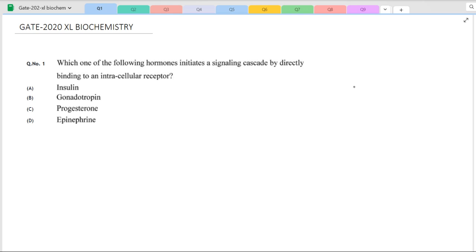This is a pretty easy question because the answer here is progesterone. Being a steroidal hormone, usually steroidal hormones have their mechanism of action by interacting with an intracellular receptor. So the correct answer here is progesterone. That was a simple question, and for the others, if you see, insulin, gonadotropin, and epinephrine, they don't act by binding to any intracellular receptor. Okay, moving on to the next question.